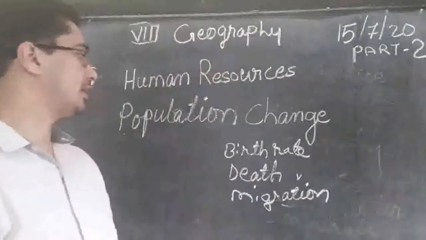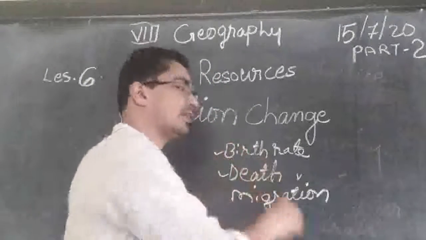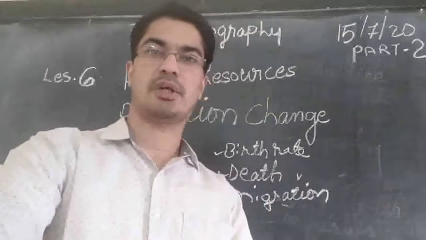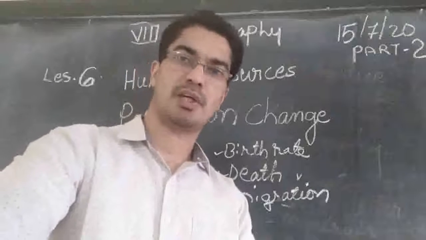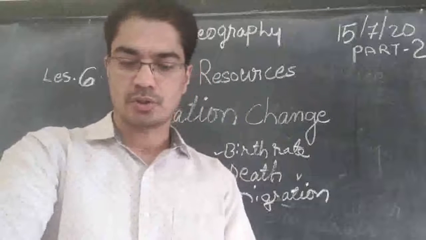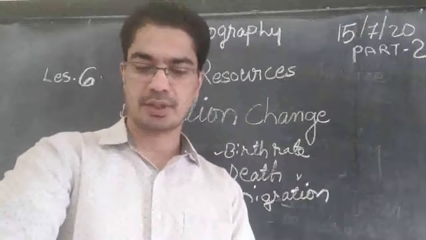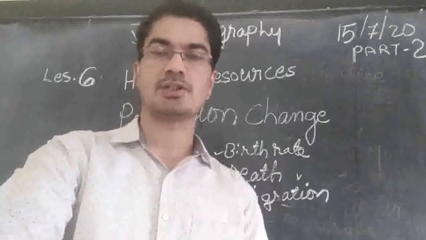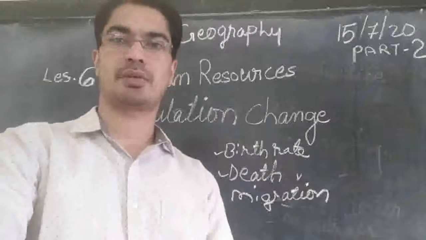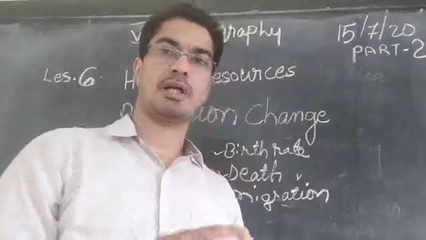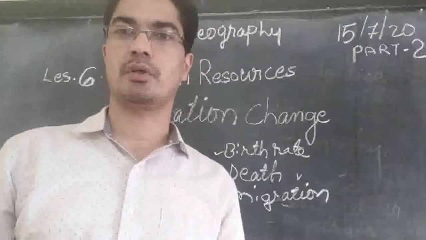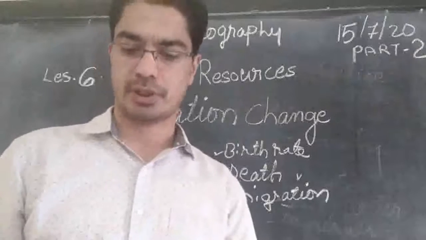Births and deaths are natural causes of population change. If more people are born, then population will increase. If fewer people are dying, then again population will increase. The difference between the birth rate and the death rate of a country is called natural growth rate. So how many people are born and how many people die in a year, that difference will be called natural growth rate.